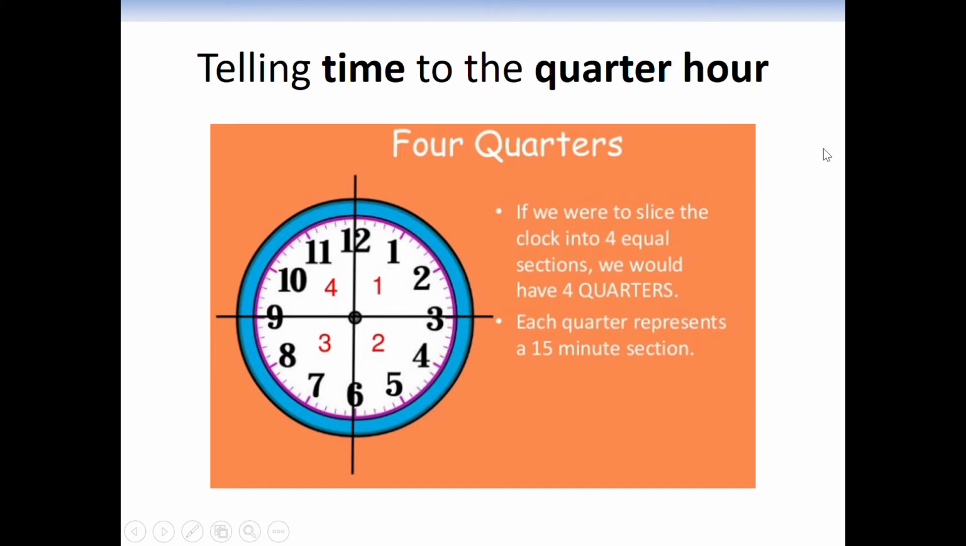Telling time to the quarter hour. We can see our clock face is divided into 4 quarters. We know that quarters are equal parts. 1, 2, 3, 4. Each quarter of the clock face is a 15-minute section.